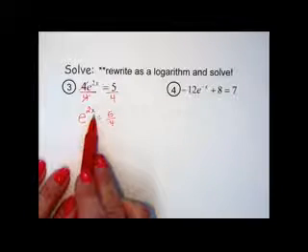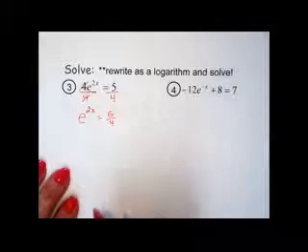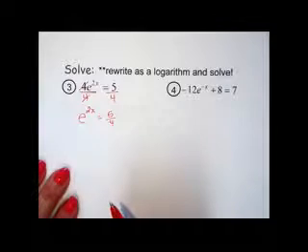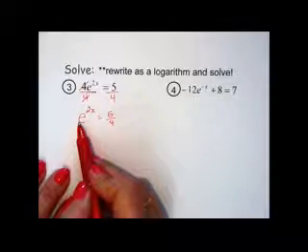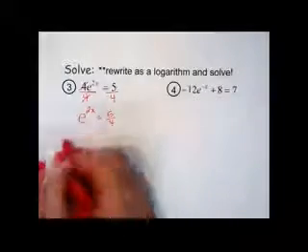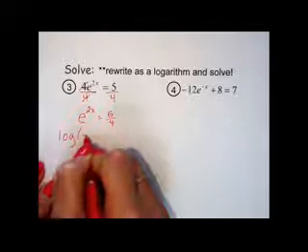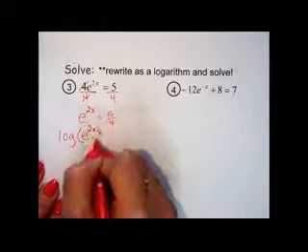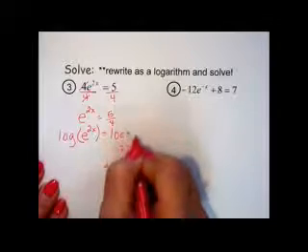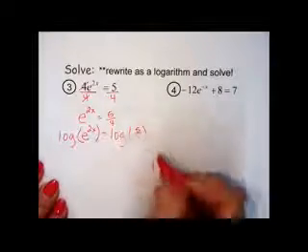Now, I'm solving for x. It is in this power. The only way to release that power or to separate it from its base is to take the log of both sides. So the log of e to the 2x equals the log of 5/4.